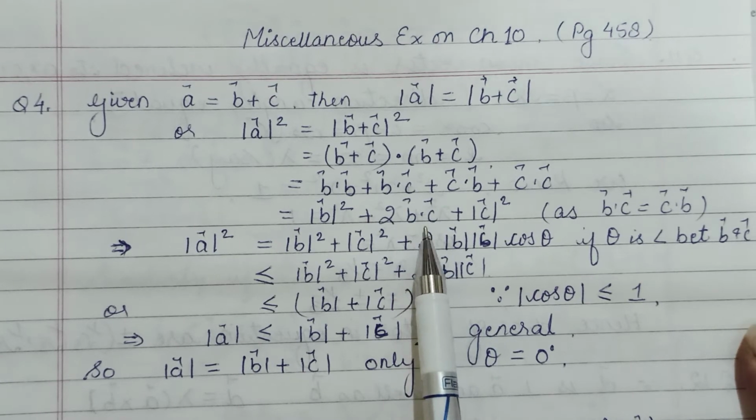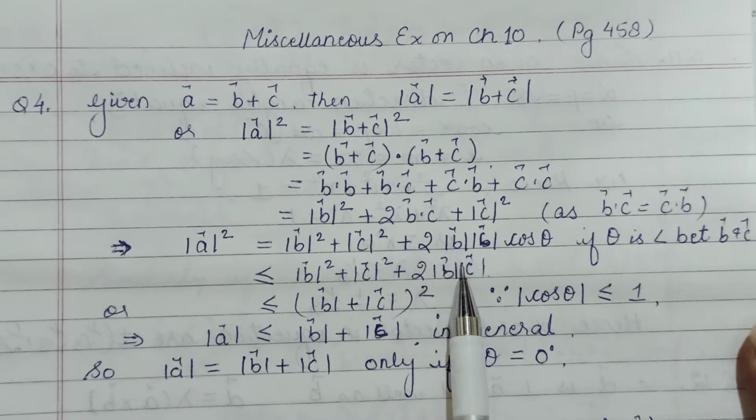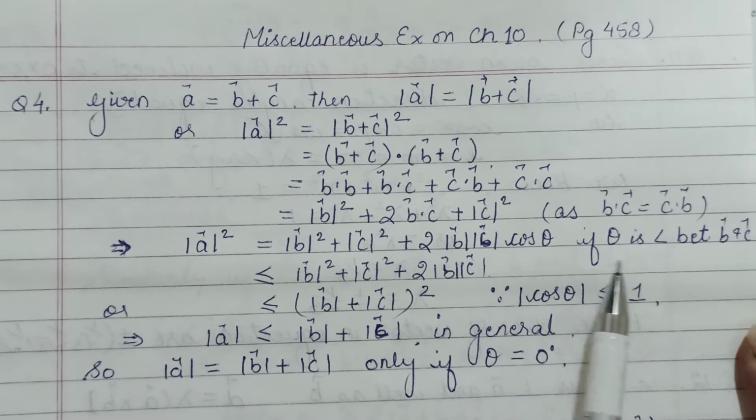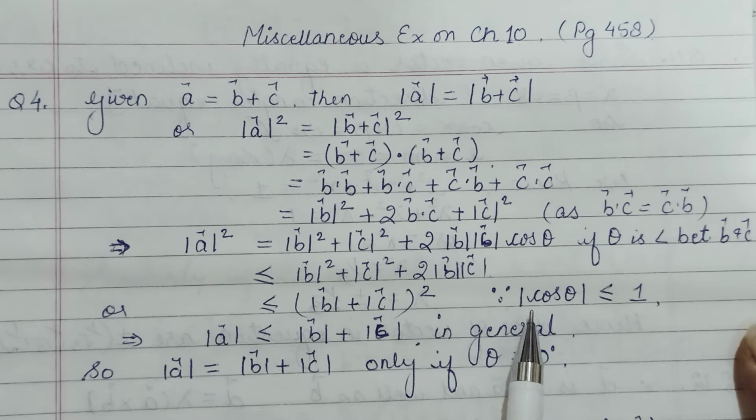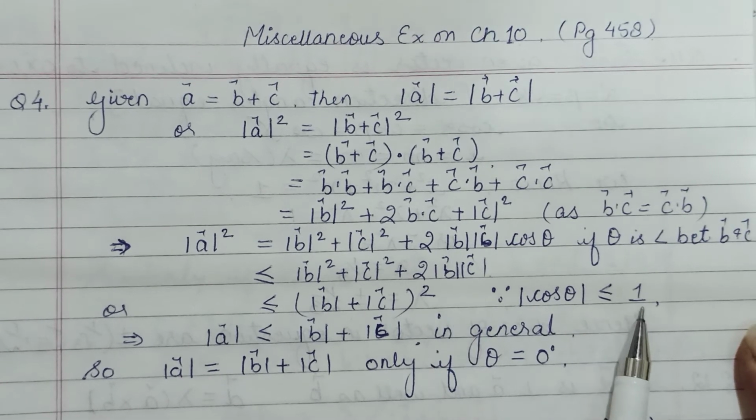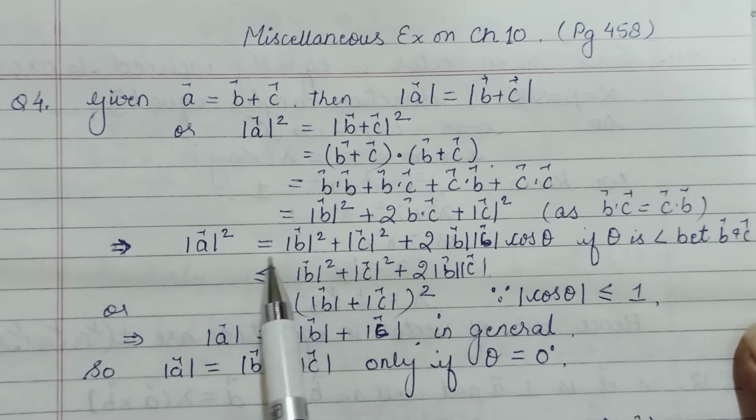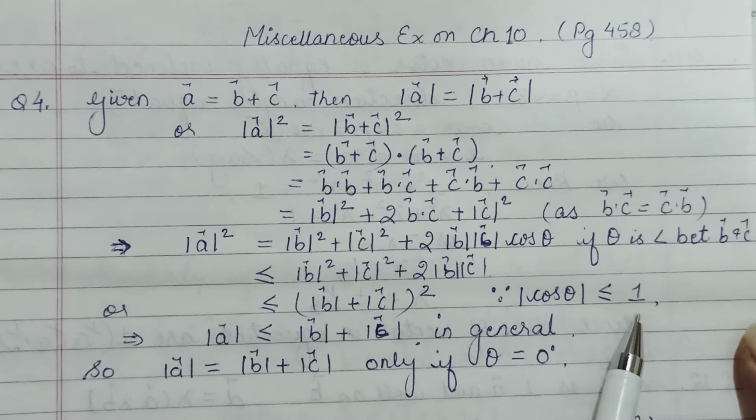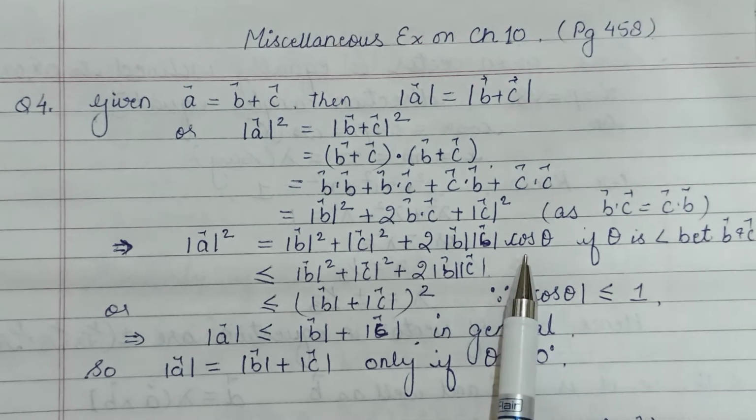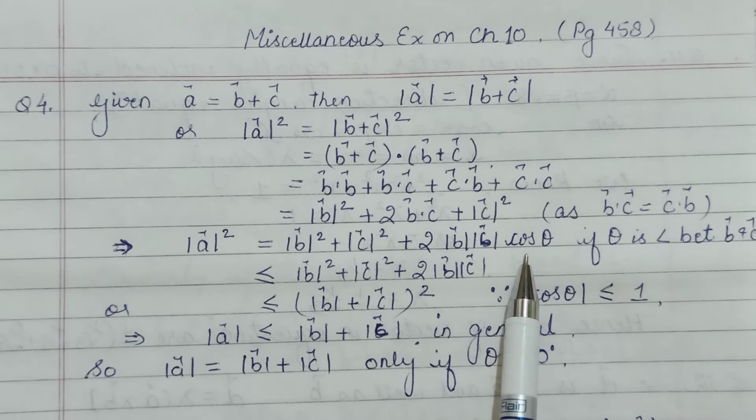We know B dot C is modulus of B into modulus of C into cos of theta, if theta is the angle between these two vectors. Now we know about cos of theta. Cos of theta ranges from -1 to 1, we can say. Okay, so whatever the case, since we are talking about modulus, so modulus of cos theta is always smaller than or equal to 1. The maximum value cos theta can take would be 1, right?